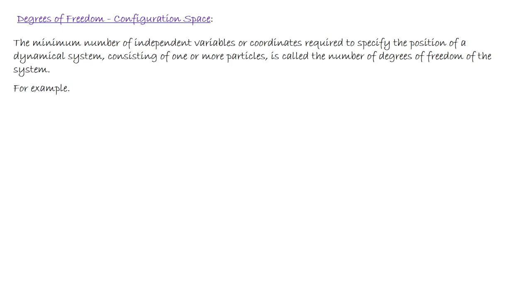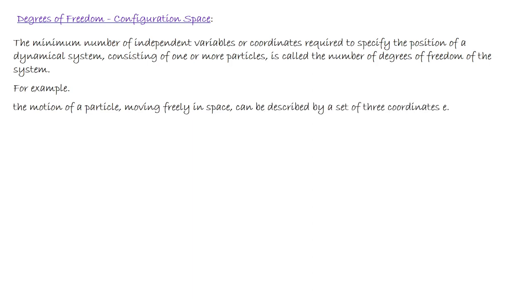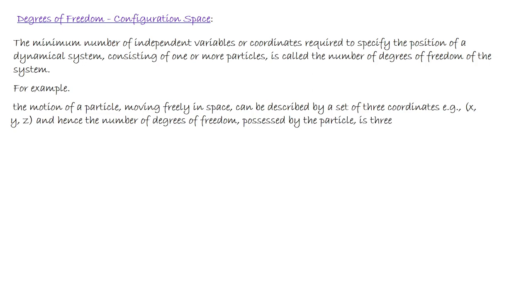For example, the motion of a particle moving freely in space can be described by a set of three coordinates, for example x, y, z, and hence the number of degrees of freedom possessed by the particle is 3, which means the number of degrees of freedom required to describe the position of the particle is 3. Three coordinates are required: x, y, z.